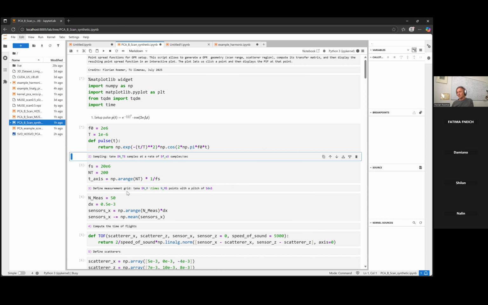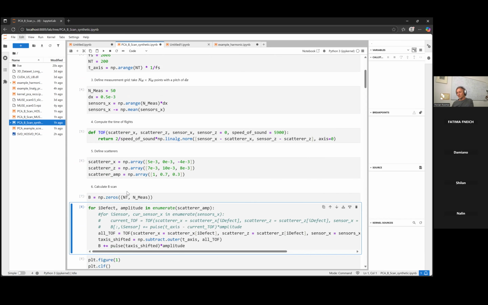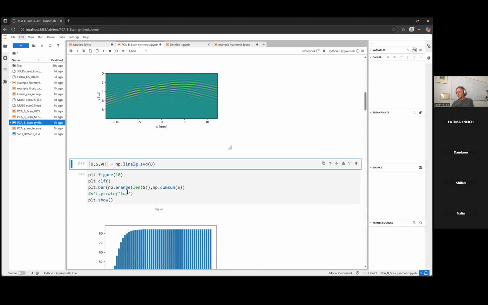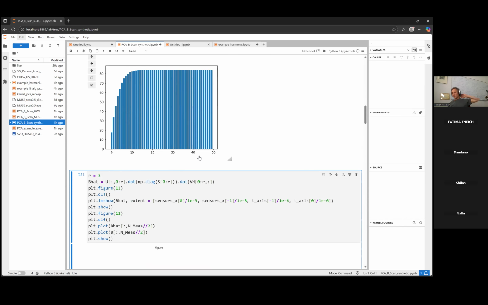It's, of course, a very simplistic model. Yeah, it's no real ultrasonic wave propagation, but it's just based on timings. That's what the B-scan looks like. And now we could run a PCA on that. So we just do an SVD, and we just look at the scree plot. And that's what the scree plot looks like.